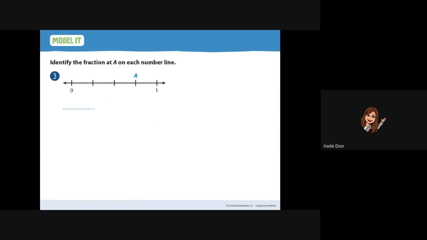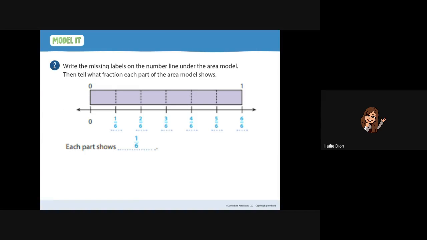Now we need to identify. Sorry, I should have kept that longer so you can check your work. I apologize.